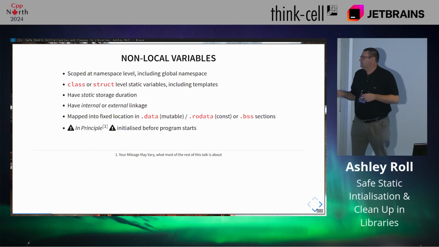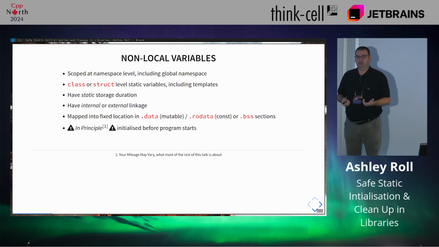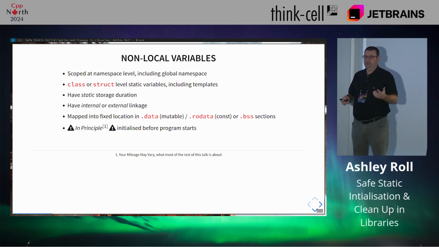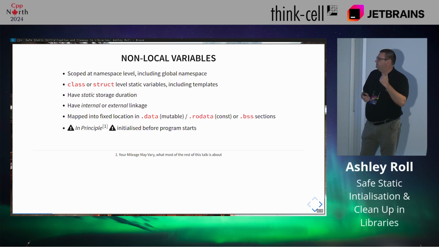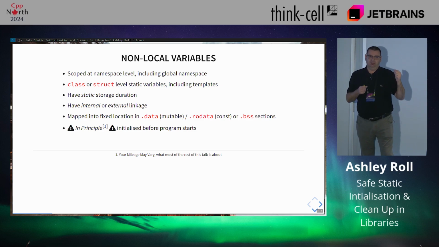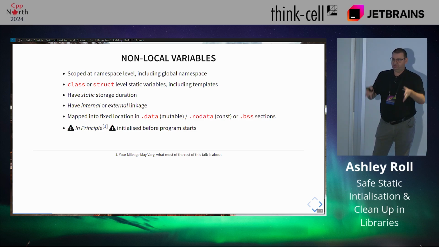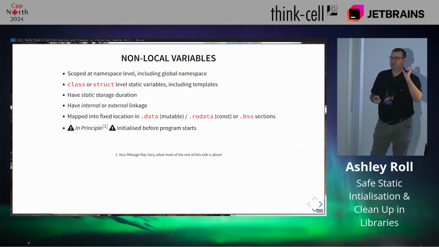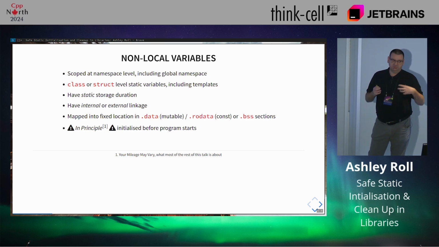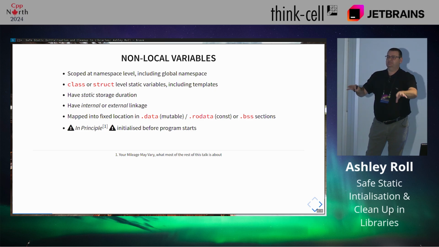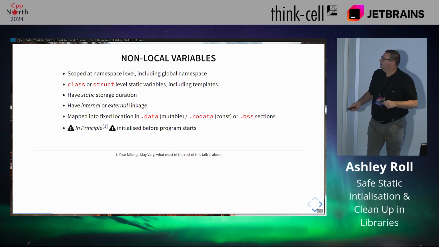Okay, so non-local variables, these are the ones that are scoped at file scope, in a namespace scope or the global scope, things like that. It can be class or struct level objects, values. To be clear, they have static storage duration, which means they live for the duration of the program. They have internal or external linkage, which means either they're only available in that one translation unit, i.e. they're prefixed with static or they're in an anonymous namespace, or they have external linkage, which means other translation units can get access to that object, can get access to that variable.